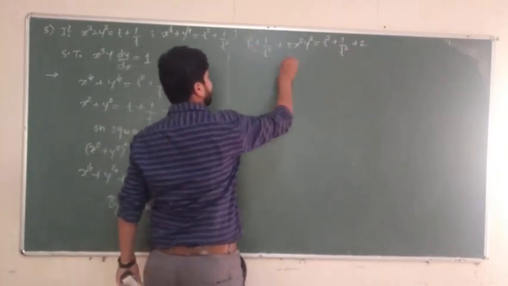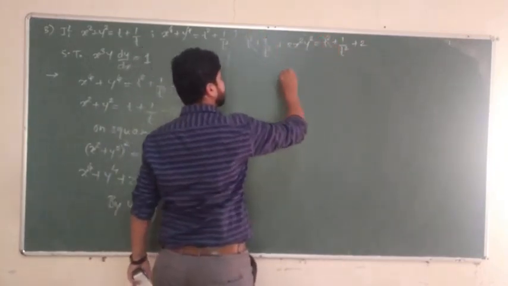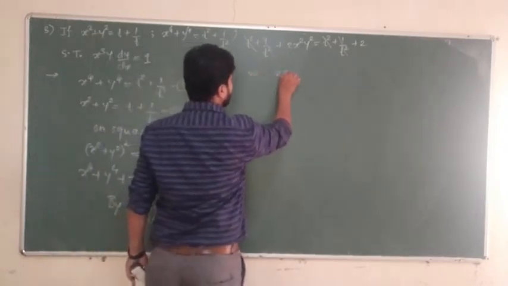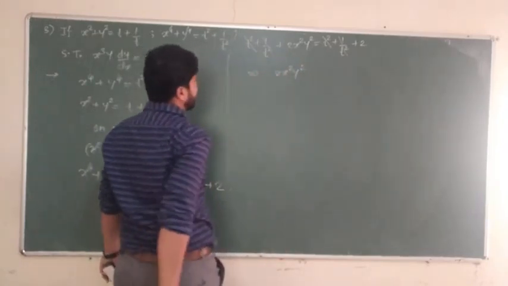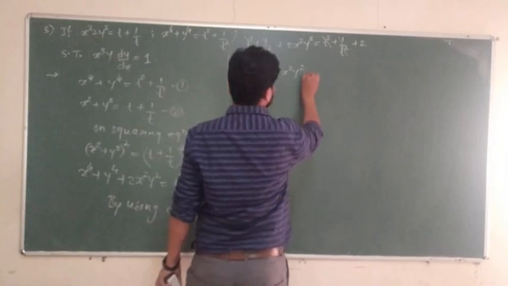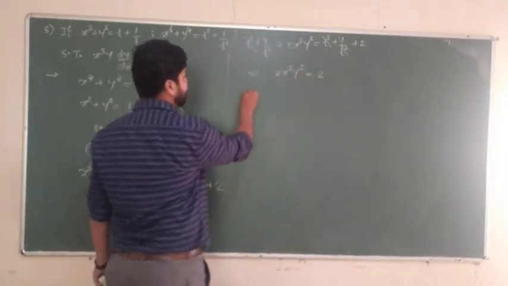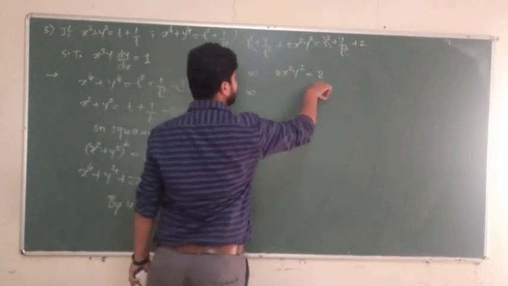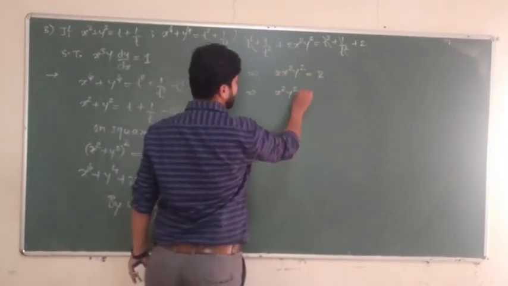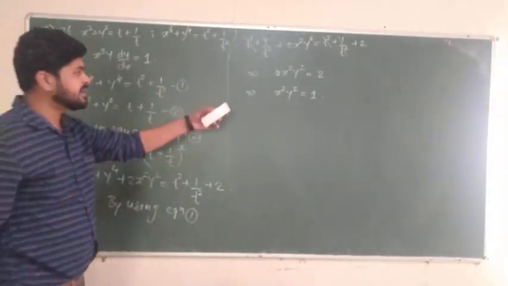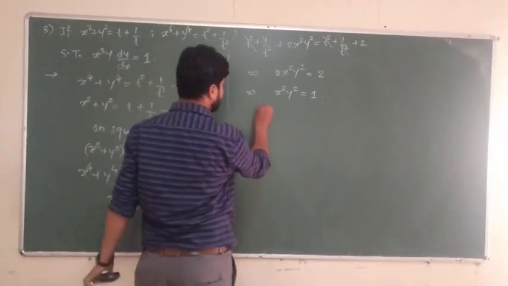So this t square cancels with this t square. This 1 upon t square cancels with this. So what is remaining? 2x square y square is equal to 2 only. Now this 2 also gets cancelled. So x square y square is equal to 1. Right? Now I am differentiating this. We have to prove this.